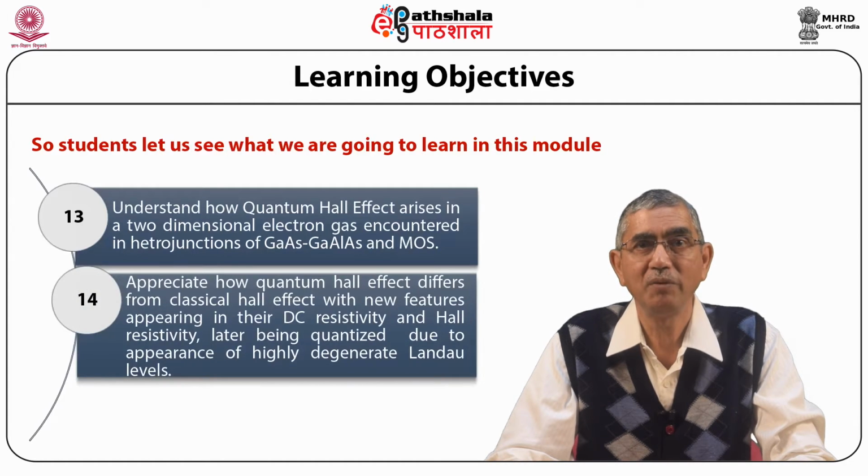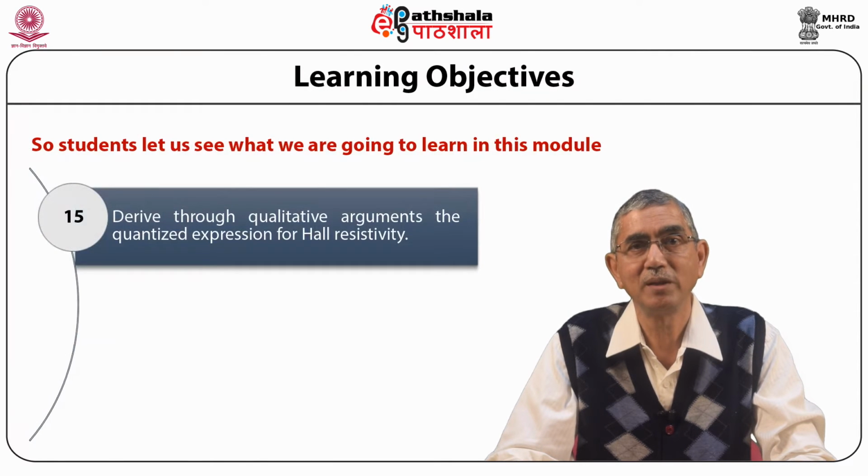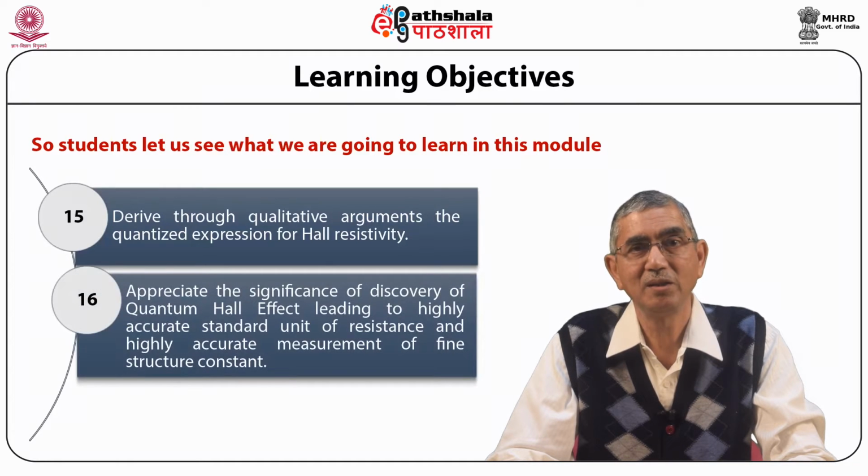Appreciate how quantum Hall effect differs from classical Hall effect with new features appearing in their DC resistivity and Hall resistivity, the latter being quantized due to appearance of highly degenerate Landau levels. Derive through qualitative arguments the quantized expression for Hall resistivity. Appreciate the significance of the discovery of quantum Hall effect leading to a highly accurate standard unit of resistance and highly accurate measurement of fine structure constant.